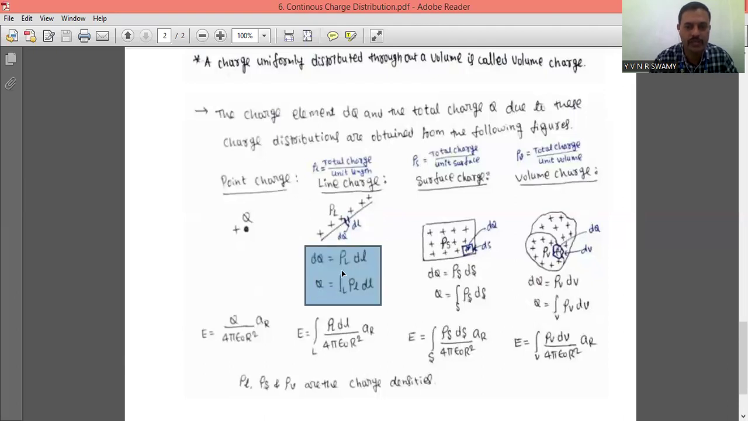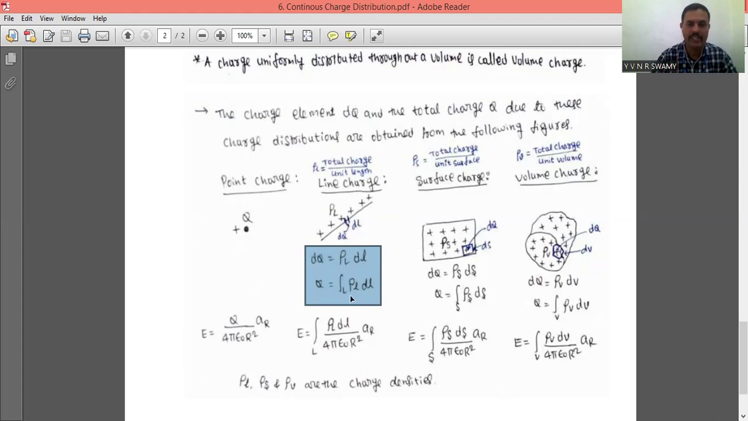Then q equal to line integral of rho L dl. So this is the total charge. dq is the small charge, and dl is the differential length. The dq is the small charge in the differential length. Then small charge dq equal to rho L into dl, and total charge q equal to line integral of rho L dl.